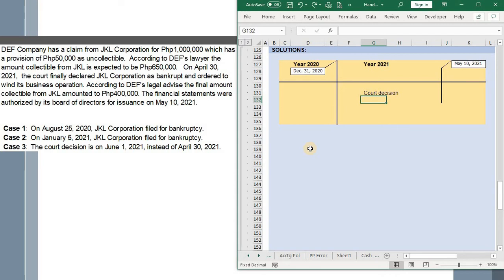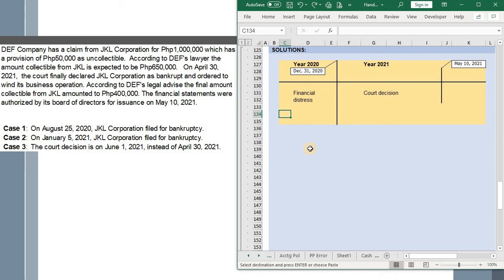Again, we need to determine whether this event is a non-adjusting event or an adjusting event. In order for this event to become an adjusting event, there must be a condition or an event already existing in 2020. If none, this event will become a non-adjusting event. However, in 2020, there is already a condition existing related to JKL, and that is JKL is in financial distress.